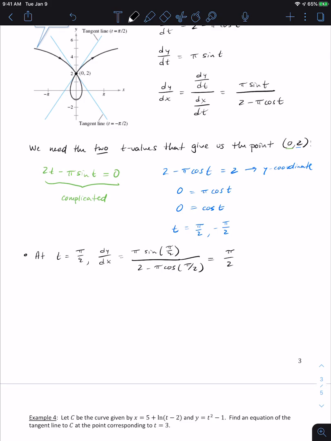And at this point, what's my y-intercept of my graph? At that point, it actually is a y-intercept because it's just on the graph, right? So my y-intercept is 2. So my equation of my line is y equals pi over 2 x, because pi over 2 is my slope.